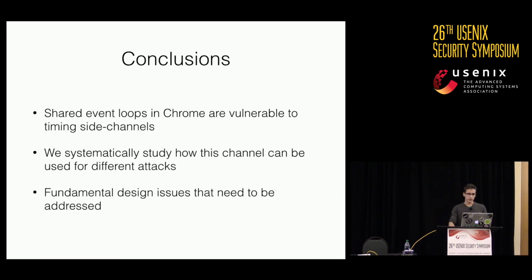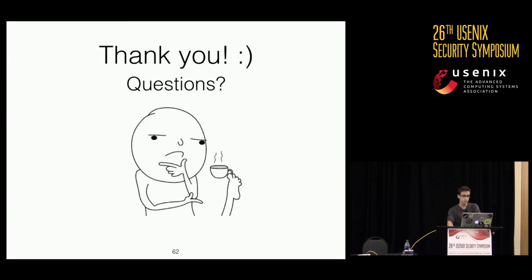And just as a summary, we have seen that the shared event loops in Chrome are vulnerable to side channel attacks, and we have systematically studied how this channel can be used for implementing different attacks. And while we are aware that this doesn't break the web, we believe that there exists a fundamental design issue in the event-driven architecture of the web browser that needs to be addressed. And that's it. Thank you for your attention.